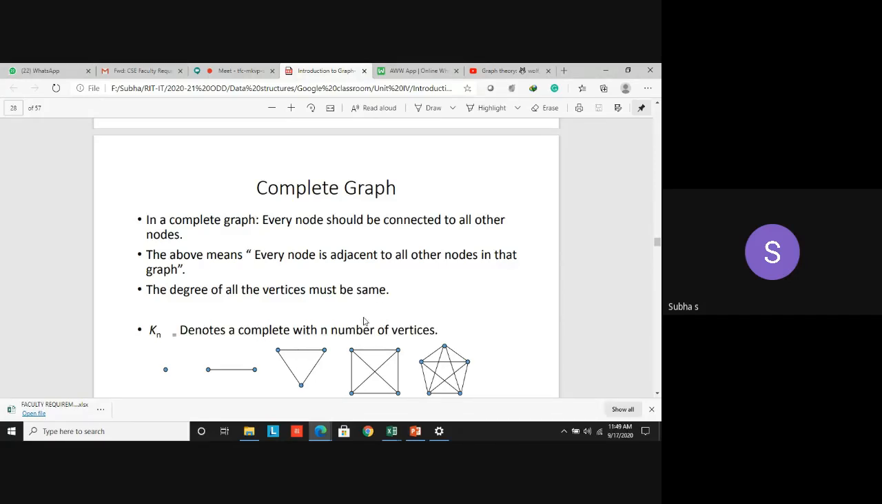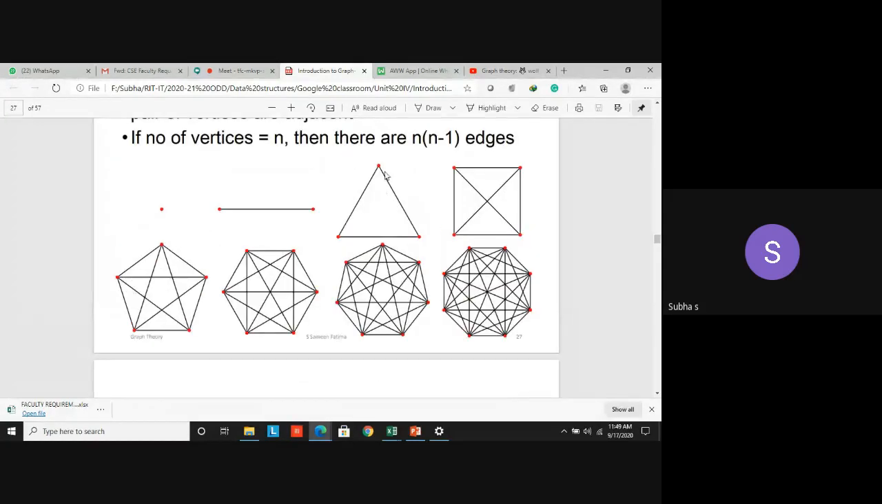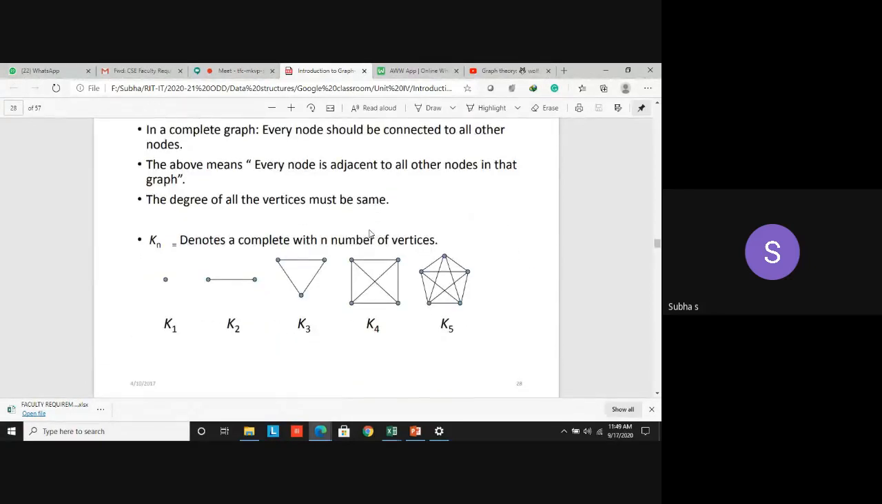But for an undirected graph, for any node, look at this third diagram. You have that first red point. How many edges are incident on it? 2 edges are incident. Similarly, look at the second dot, 2 edges are incident. Look at the third one, 2 edges are incident. So the degree of each vertex is 2 only. So normally in a complete graph, the degree of all the vertices will be equal. You can check it also.